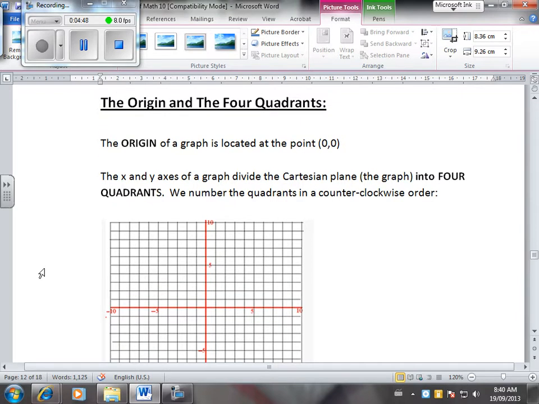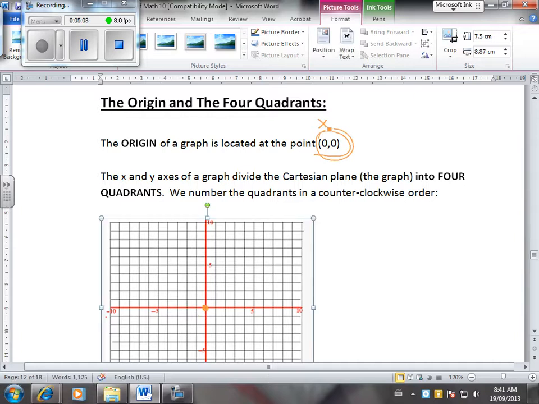Then we have to look at, again, this is just another way of reading the graph, making sure we understand what the graph is really saying. So the origin and the 4 quadrants. The origin of any graph is the center of it, 0, 0, okay? So 0 for x and 0 for y. That is your origin. That's what we call that.